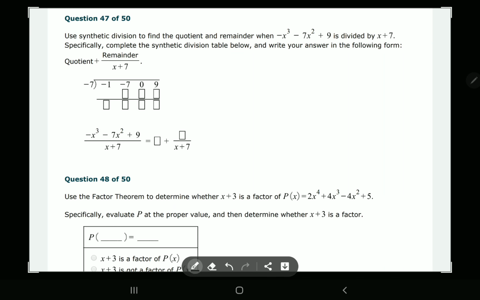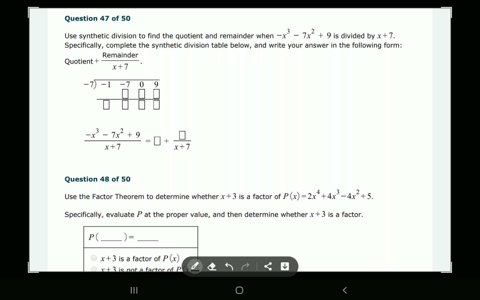Number 47. It says use synthetic division to find the quotient and remainder when negative x cubed minus 7x squared plus 9 is divided by x plus 7. Specifically, complete the synthetic division table and write your answer in the following form: your quotient plus your remainder divided by x plus 7.